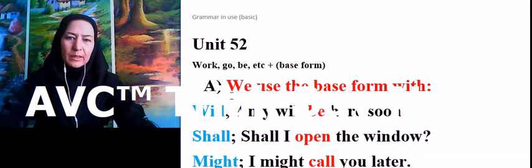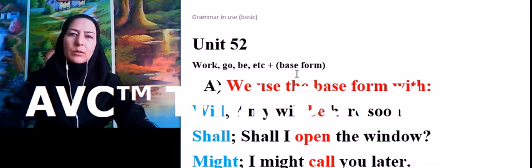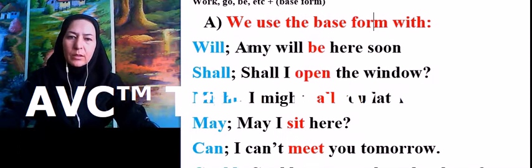For example, here, as you see, we have some verbs like work, go, be, etc. These are called base form of the verb. The verb without any ing, without any s, without any ed at the end is called base form of the verb. I've written for you the verbs that we are going to use with base form of the verb. After all of these verbs that are written in blue, we're going to use base form of the verb.